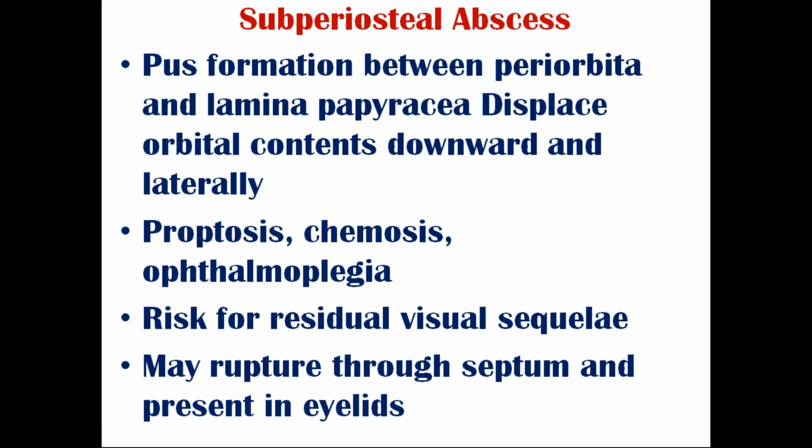Coming to subperiosteal abscess, it is a pus formation between the periorbita and the lamina papyracea. That is, the periorbital periosteum will be there. It is called the periorbita. There will be a collection of pus between the periosteum or periorbita and the lamina papyracea, which is a paper-thin bone that separates the nasal cavity from the orbital contents. It displaces the orbital contents downwards and laterally, so there will be proptosis, chemosis and ophthalmoplegia. There will be risk for residual visual sequelae, that is decreased vision or damage to the retinal or intraorbital contents, and it may rupture through the septum and present in the eyelids.